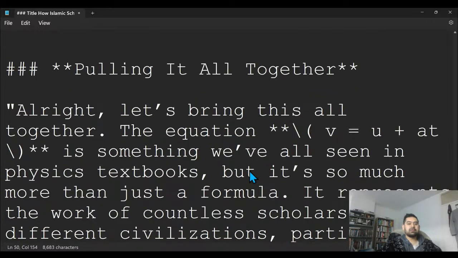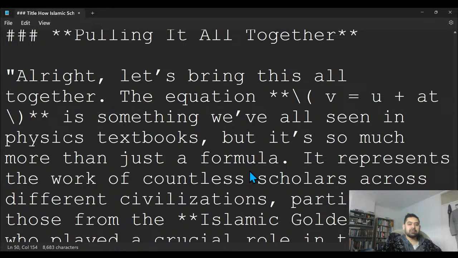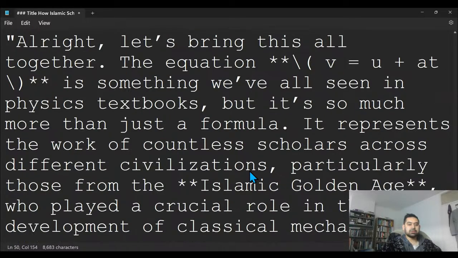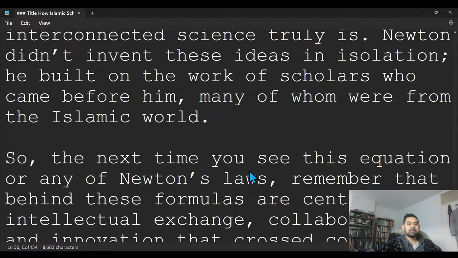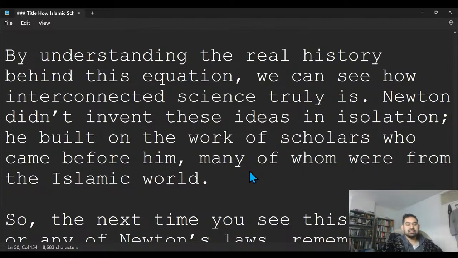Pulling it all together. All right, let's bring this all together. The equation V equals U plus AT is something we've all seen in physics textbooks. But it's so much more than just a formula. It represents the work of countless scholars across different civilizations, particularly those from the Islamic Golden Age, who played a crucial role in the development of classical mechanics. By understanding the real history behind this equation, you can see how interconnected science truly is.